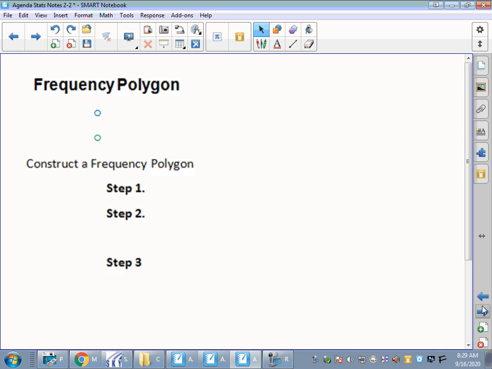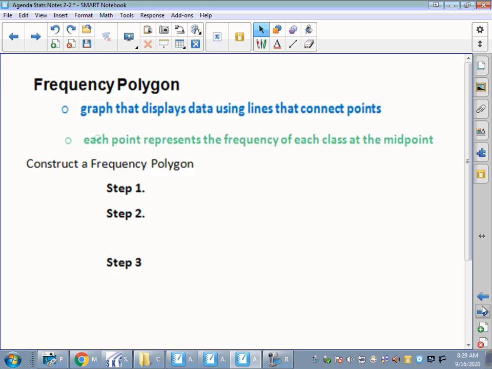So frequency polygon is our second shape. It is a polygon. I teach geometry. Hopefully you remember what a polygon is. It's a graph that displays data using line segments that connect points. Each point represents the frequency. So it's the same thing as the histogram, except it's making points and connecting them instead.